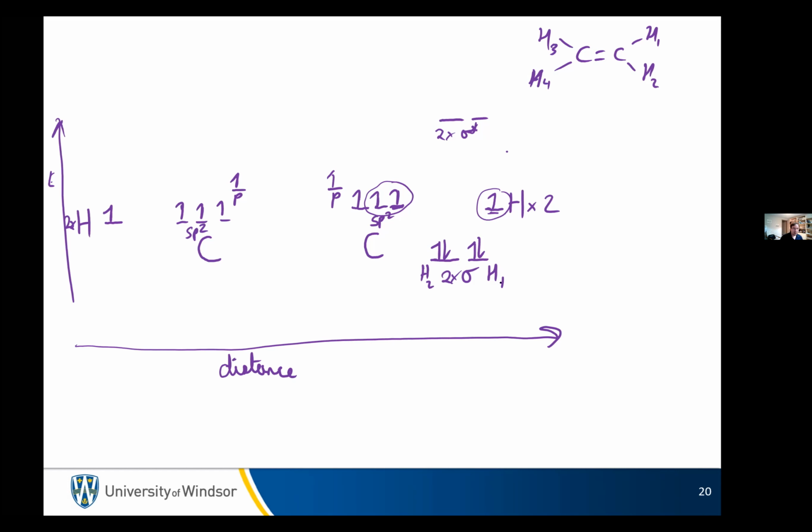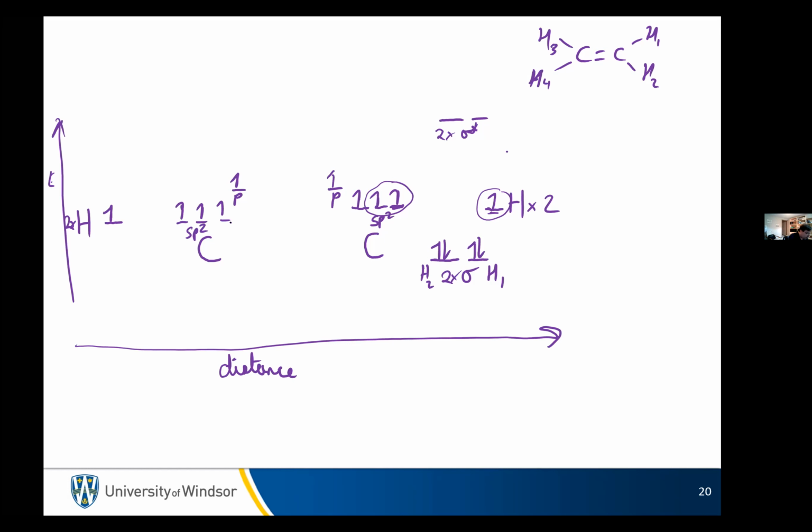We made 2 different sigma bonds. Note that this is beneficial, right? We took 4 electrons and we dropped their energy. They're now lower in energy because they're in a sigma bond. It's much lower in energy.